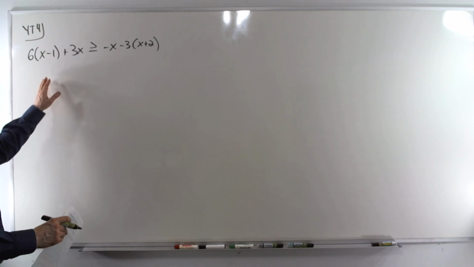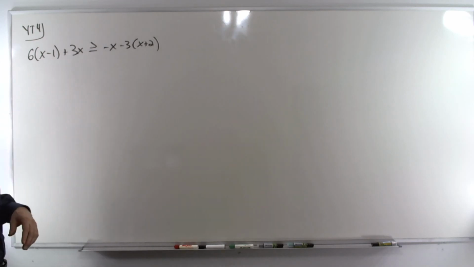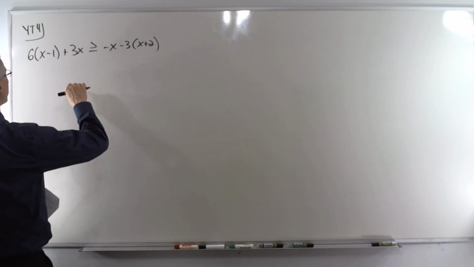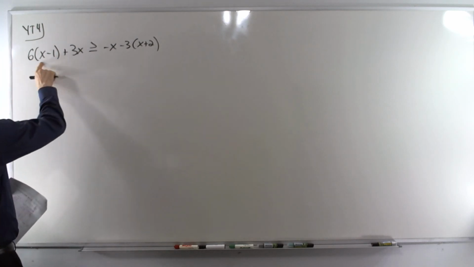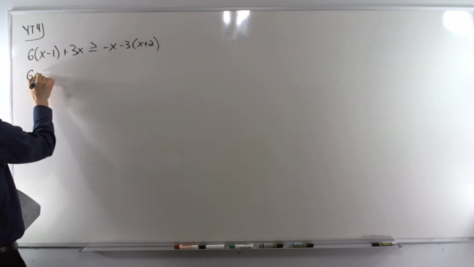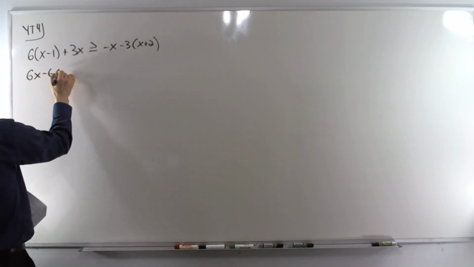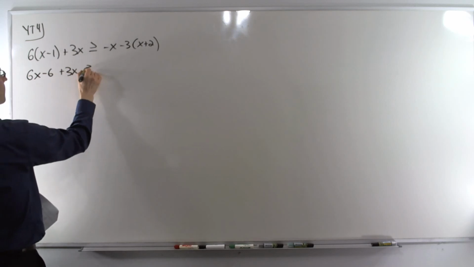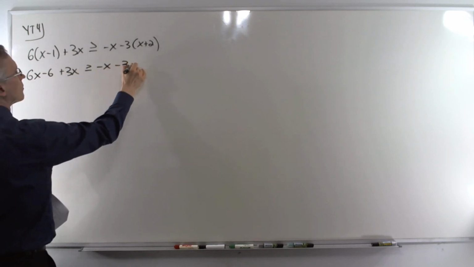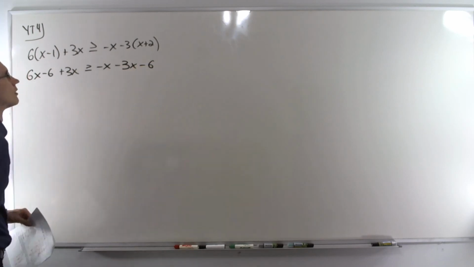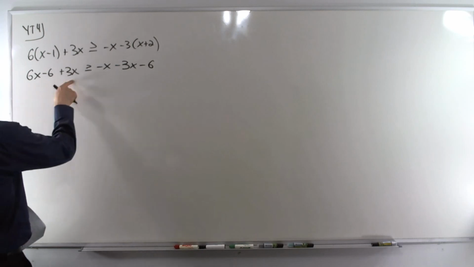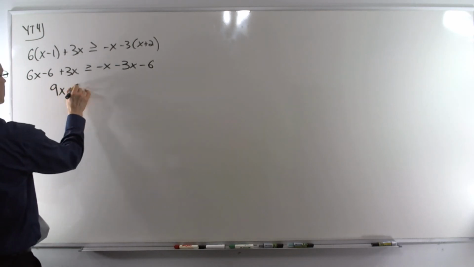So we're going to solve this inequality. We're going to solve it just like we would an equation, but keep in mind our one difference that we just saw with the multiplication property. So start by simplifying both sides. We're going to clear the parentheses with distribution. All right, so there's the result of distribution. Now we're going to combine like terms. 6x and 3x, it's 9x.